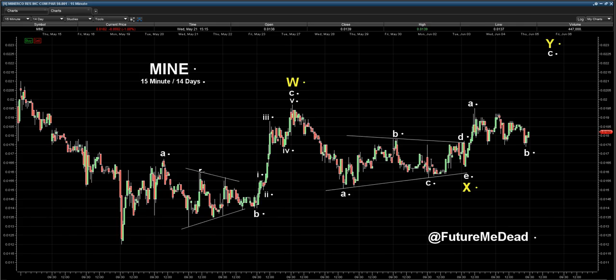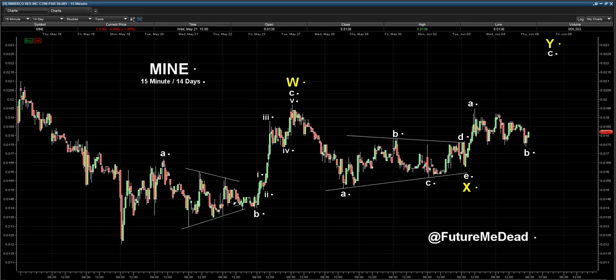Okay, moving on. So we have this 3-wave move up, A, B, C. By definition already, I can tell you that the larger degree trend is down, even though the stock is moving up. So that is to say, even if the stock is to move up, and I believe it will, I will describe it as rallying counter trend.